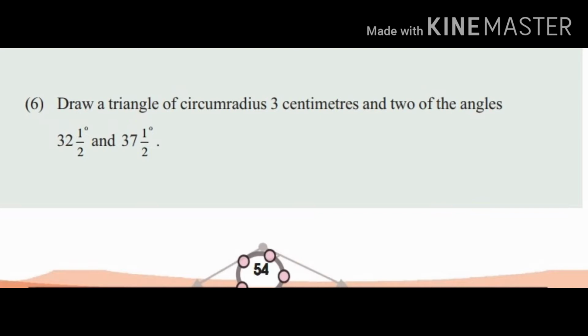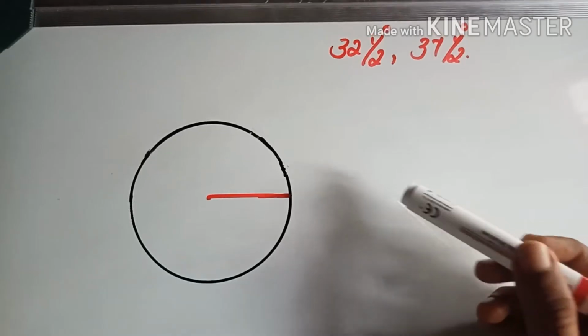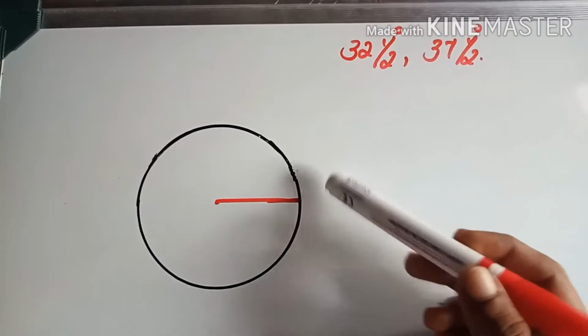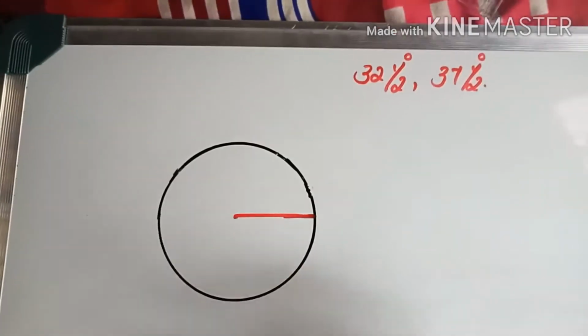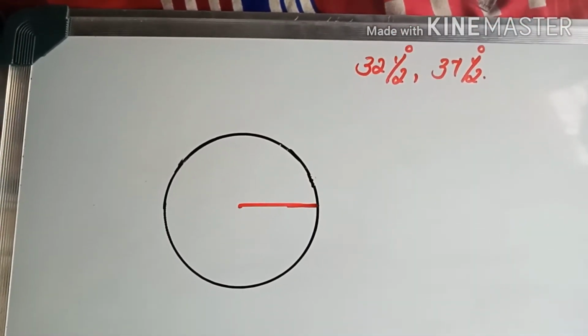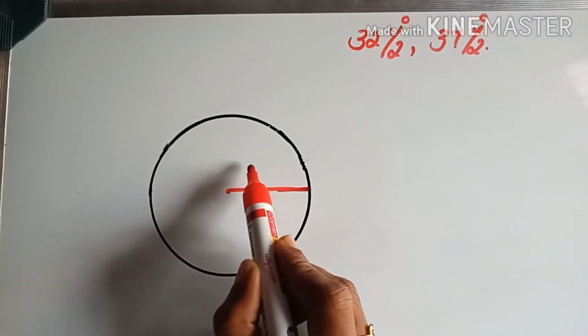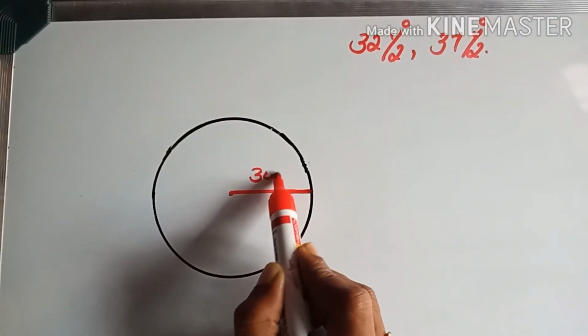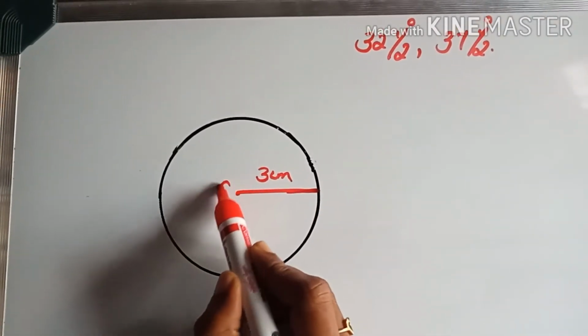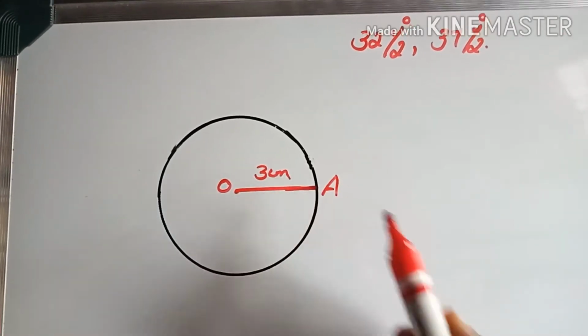So first of all, draw a circle with a radius 3 cm. Okay, let's start like this. First of all, I draw a circle with radius 3 cm. Here radius is 3 cm. After drawing the circle, just mark one radius. Okay, center O. This is the point A.